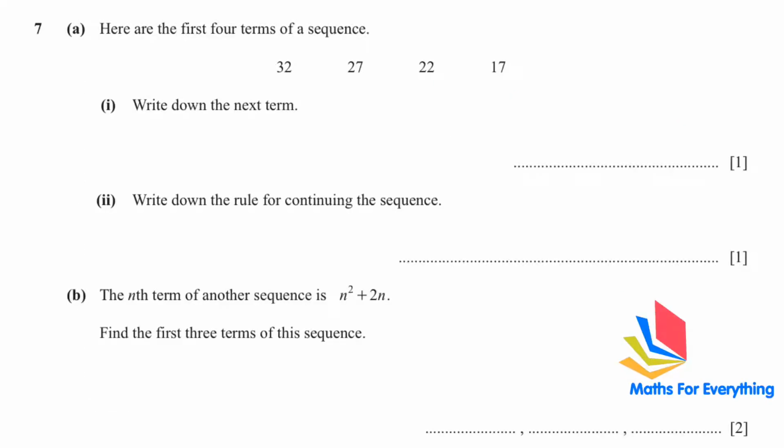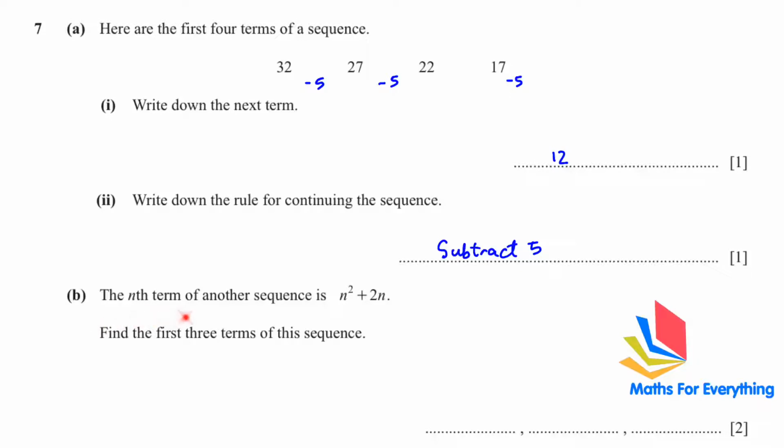7. We have been given 4 terms. Write down the next term. Let's see what is the difference between each term. We subtract 5. So the next term will be 17 minus 5, 12. And write down the rule for continuing the sequence. So we need to write it in words. We subtract 5.